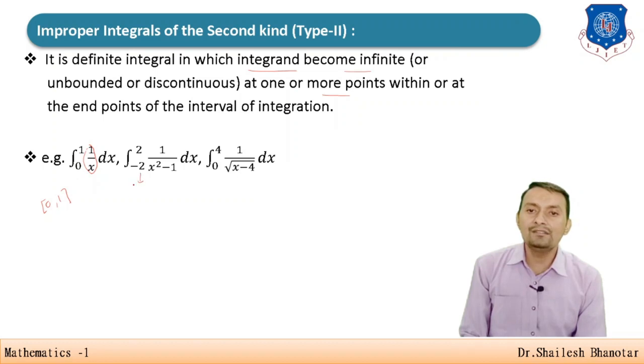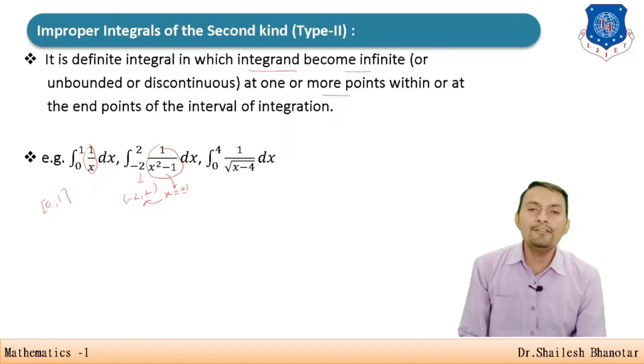Another example: we are given the interval minus 2 to plus 2, and this is the integrand. Since the denominator is x square minus 1, x equals plus 1 or x equals minus 1 makes x square minus 1 equal to 0, so 1 divided by 0 is infinite. So the function is discontinuous at x equals 1 and minus 1, and both points belong to minus 2 to plus 2, and therefore it is an improper integral.